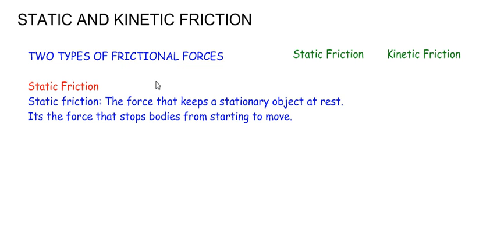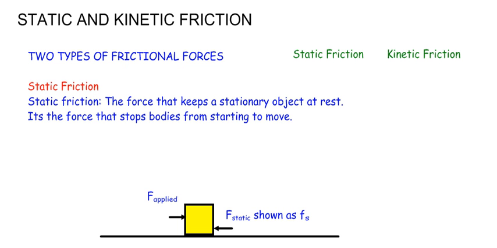What is static friction? Static friction is the force that keeps a stationary object at rest. It's the force that stops bodies from starting to move. For example, if you had your computer at rest on a table and tried to slide it along the surface by pushing it, it will not move as soon as you touched it with a force. You need to increase that force gradually until suddenly it starts to move. The force which you applied in order to get it to start to move is called the static friction force.